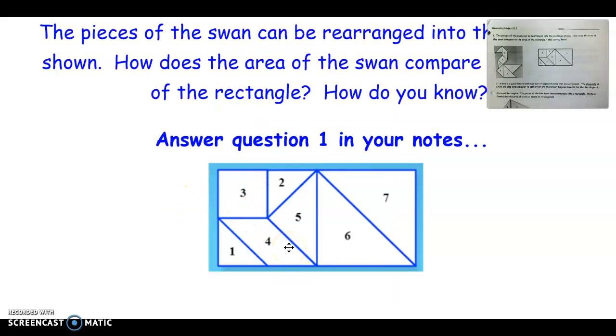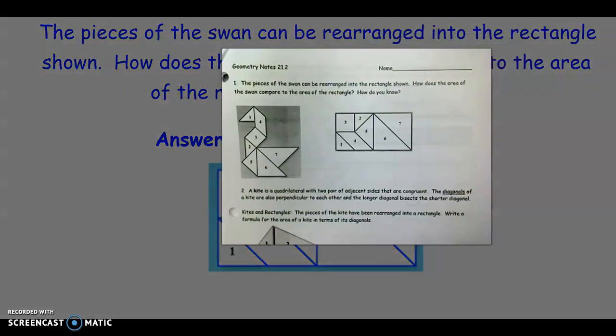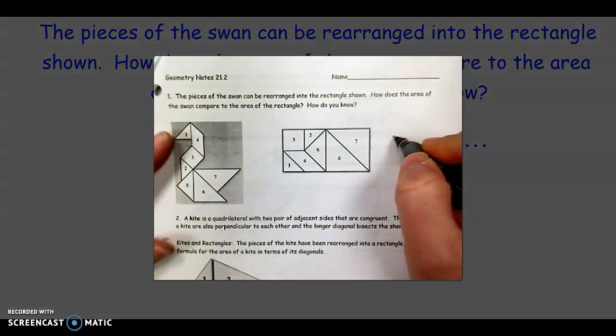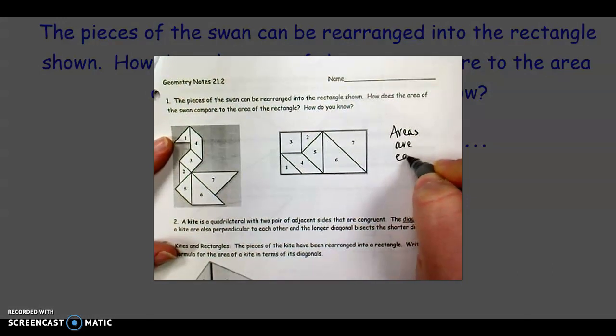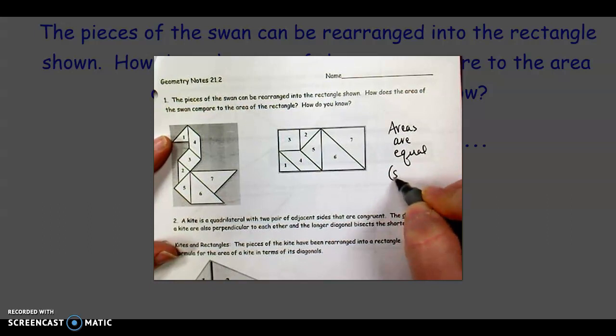Well, since they use the same exact pieces, the areas would have to be equal. So that's what you're putting on number 1. Areas would be equal. And the reason for that is it's the same exact pieces or parts.